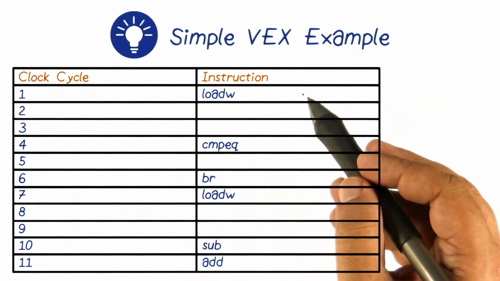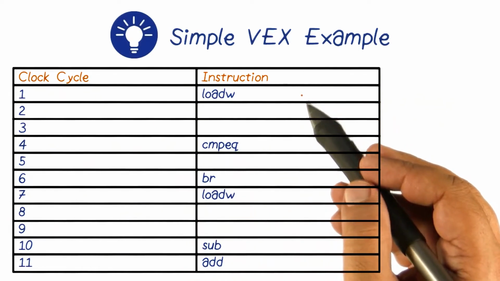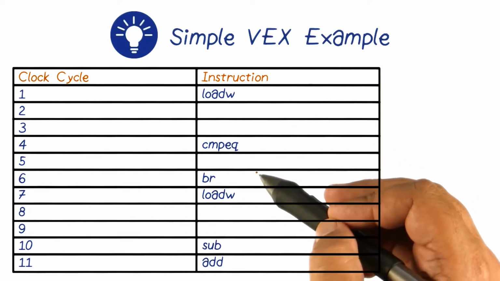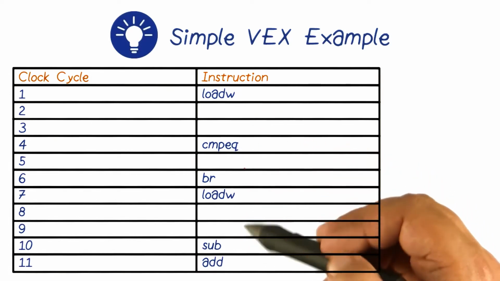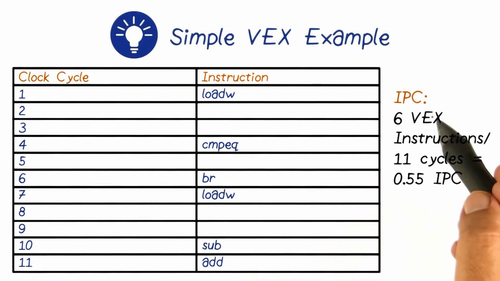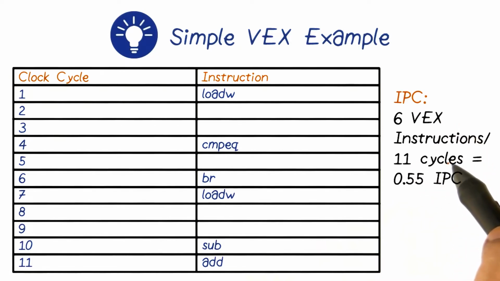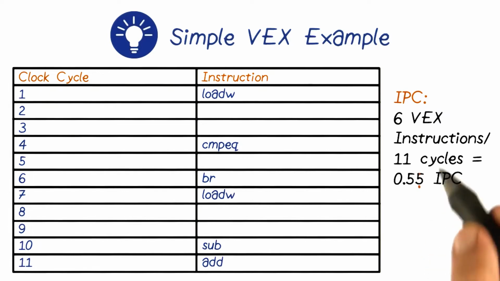The same program now is shown in terms of this table here, which corresponds to which instruction is executing in which clock cycle. One can see that the load takes 3 cycles and compare takes 2 cycles. If the above program were to execute in a sequential manner, it will totally take 11 cycles to complete as shown. So now let us calculate the IPC for this particular simple program. As you can see, there are 6 VEX instructions which execute in 11 cycles. And if we were to calculate the number of instructions that are executed on an average in a cycle, that will be 0.55. That means on an average, every 2 cycles we are able to finish 1 instruction.